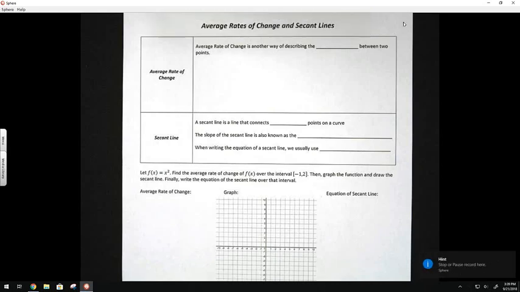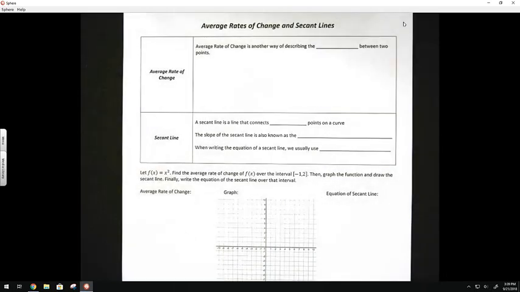All right, hey guys, so welcome to your very first Chapter 3 video. This very first section in Chapter 3 should be a little bit of a review. It's on average rates of change and secant lines. It should, like I said, hopefully be a review for you guys. It's definitely something that you have learned along the way in math.